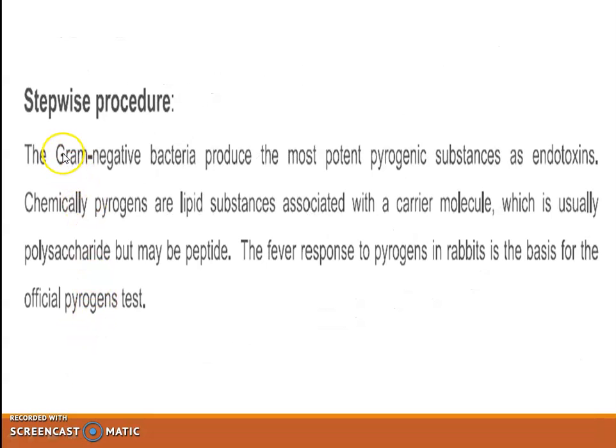Step-wise, the procedure we are going to follow. Gram-negative bacteria produce the most potent pyrogenic substances and toxins. Chemical pyrogens are lipid substances associated with a carrier molecule, which is usually polysaccharide but may be peptide. The fever response to pyrogens in rabbit is the basis for the official pyrogen test.